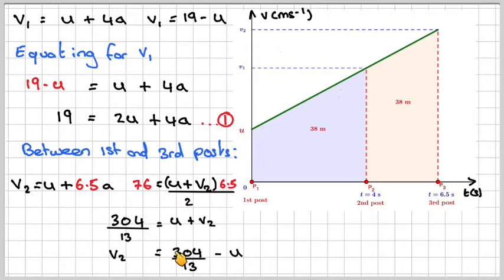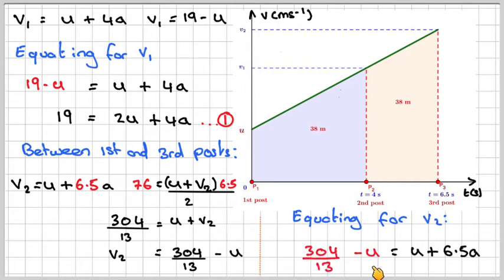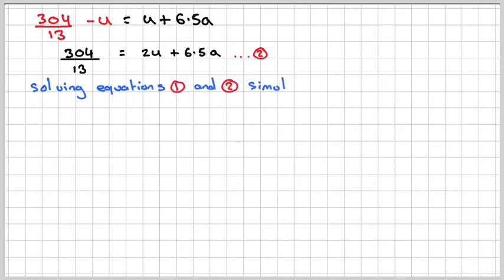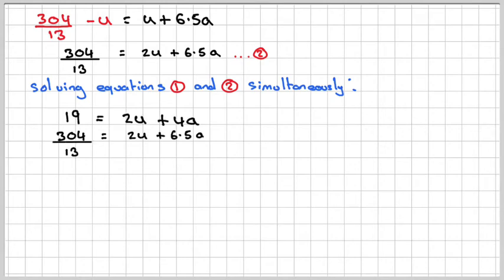So we're going to equate these two now. Equating them for v2, we're going to have 304 over 13 minus u is equal to u plus 6.5a. Simplifying that, it's going to give you 304 over 13 is equal to 2u plus 6.5a. Call that equation 2. We're now going to solve equations 1 and 2 simultaneously because we've got 2 unknowns, so we need simultaneous equations. So there is equation 1 and this is equation 2.